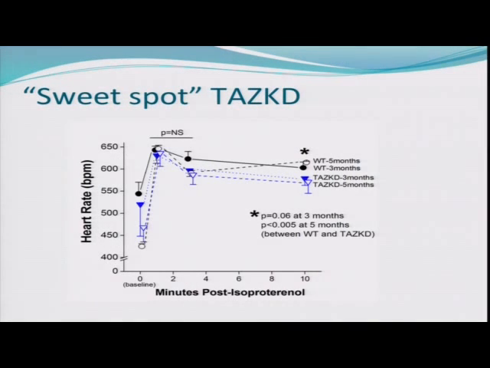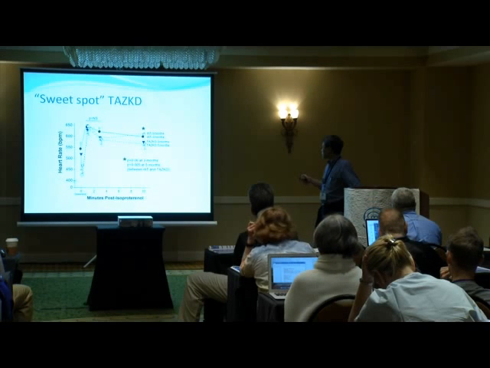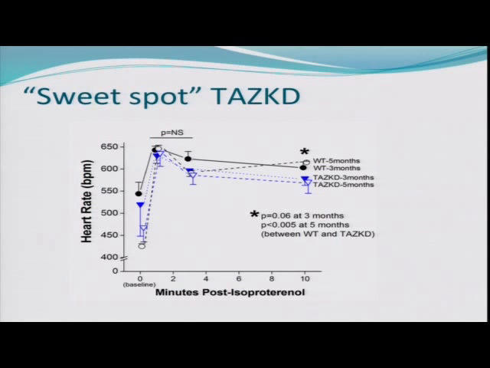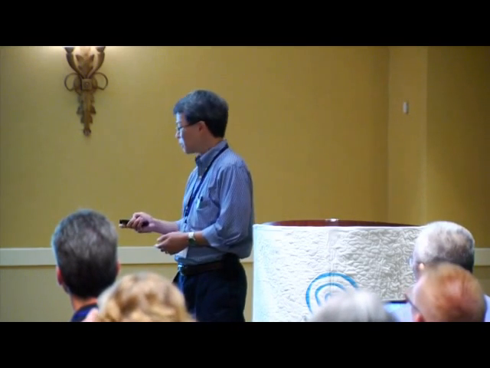When we look at the heart rate response, this is a little bit busy, but I didn't want to separate this into 2 slides. But basically, the 3-month mice are the solid shapes, and the 5-month mice are the open shapes. And basically, we find a difference as early as about 3 months. The heart rate response is blunted. And same with the contractile response. It is blunted as early as 5 months. But again, in the TAZ mice the contraction seems to be better at baseline before isoproterenol stress, which again is a little bit puzzling.